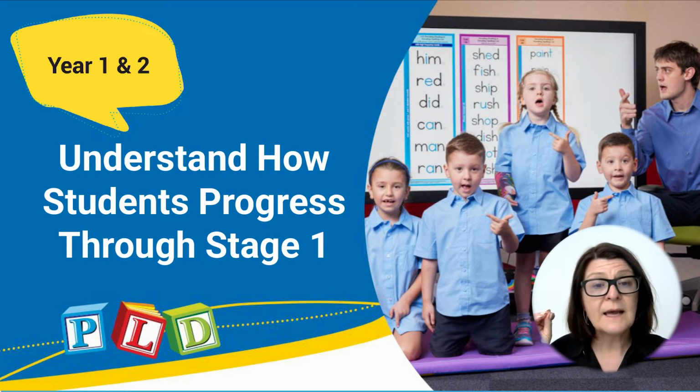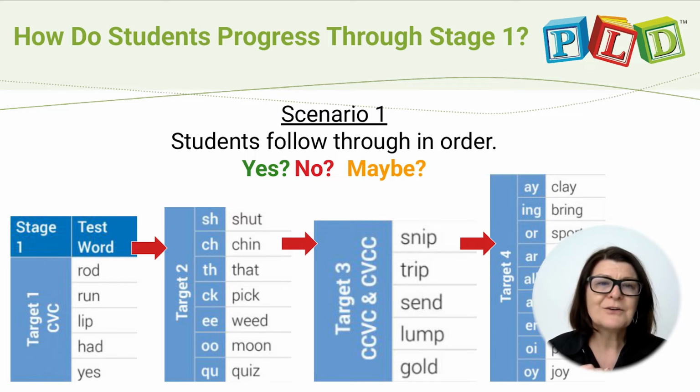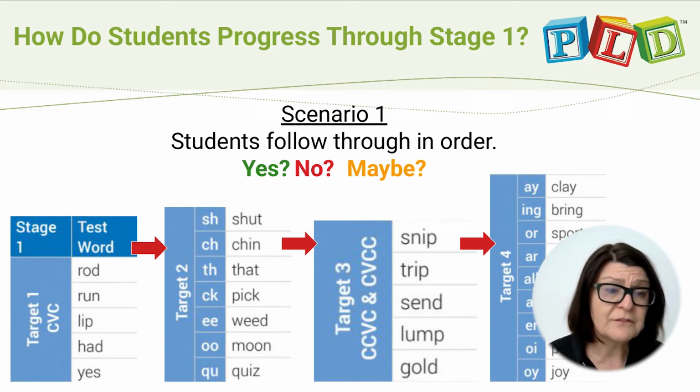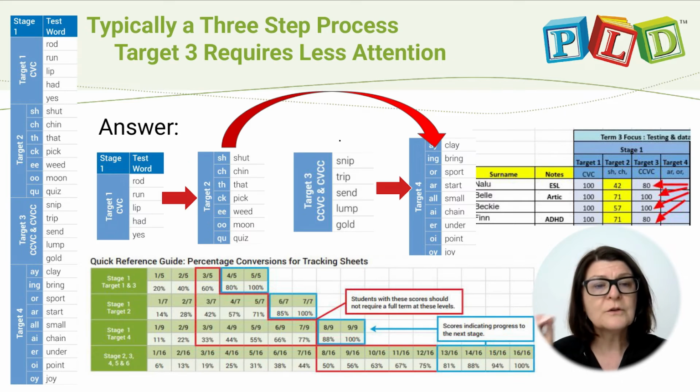A reminder on how students progress through Stage 1. Please don't do the long process. Target 1 into Target 2 into Target 3, Target 4. No. Students should be moving faster than that, and that is not recommended at all. What you'll find when you do a placement test, most students score better in Target 3 than Target 2. Target 3 does not need a lot of time.